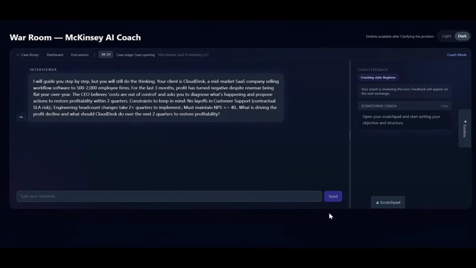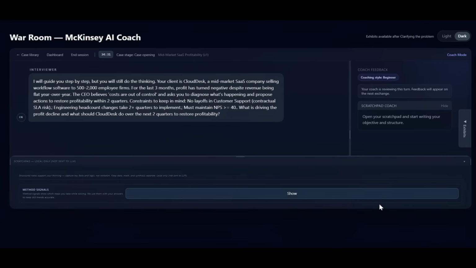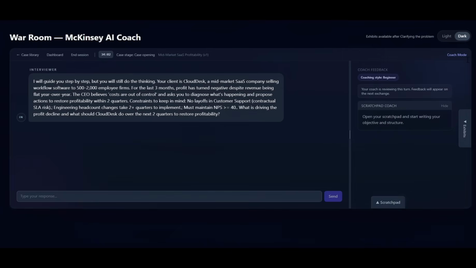Okay, before I begin, here's the setup. The main conversation is with the interviewer, which is the panel on the left, and that is where the case happens. While the coach panel on the right gives feedback while we answer. It can critique our previous responses and help us think about the current interviewer question. The scratch pad, which is at the bottom, and you open it like that, is where we keep our structure, our assumptions, our math, and our interim conclusions. And then the exhibits tab, which is right here, becomes available after the opening stage. If the interviewer refers us to data, we can open the tab and use the exhibits rather than waiting for a separate exhibit phase. All right, let's start our case.